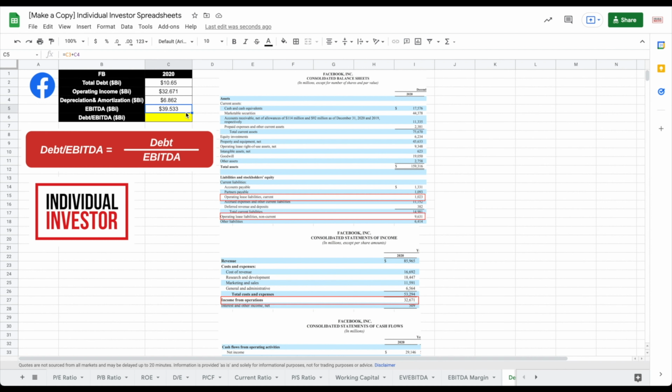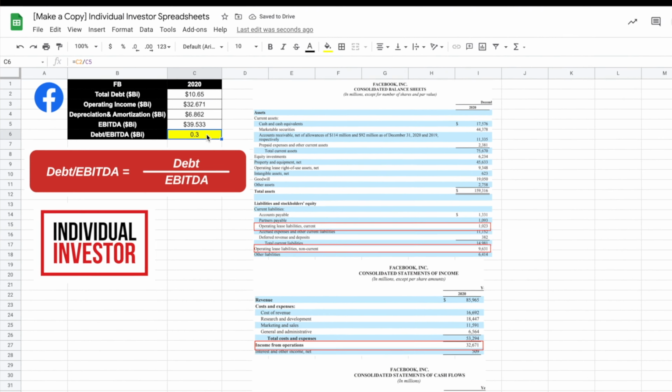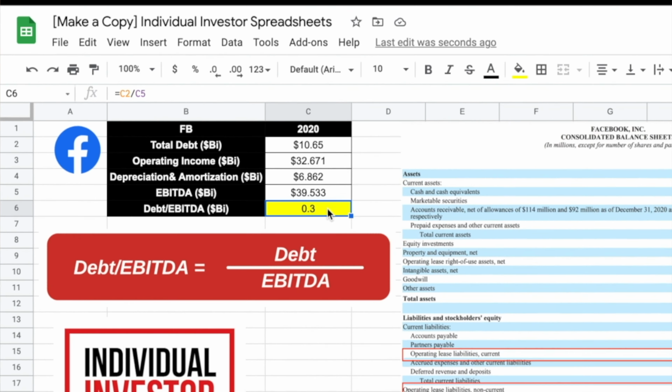And then finally, all we have to do here is divide the total debt by the EBITDA. And there we go. We get a debt to EBITDA ratio of 0.3. As you can see, the debt to EBITDA ratio for Facebook is very small, 0.3. This means that Facebook doesn't have any issues at all in terms of paying off their debt and financial obligations given the EBITDA that they generate.